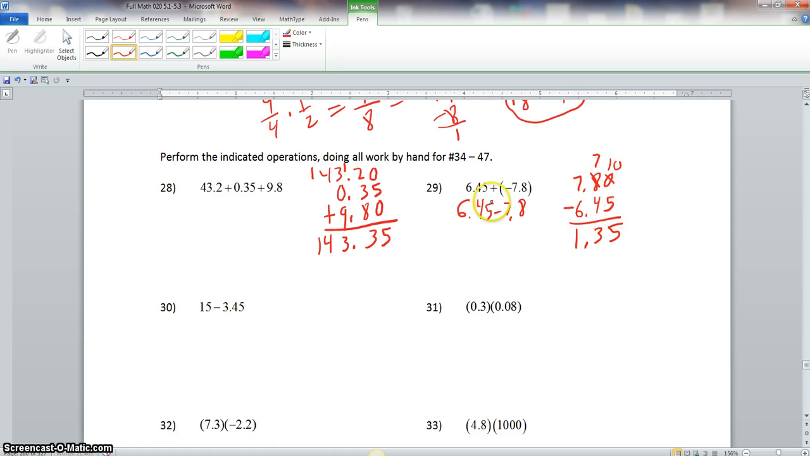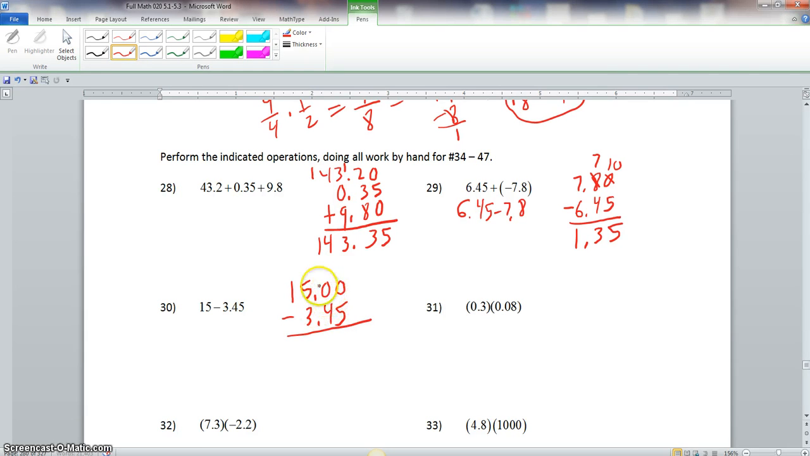We still line this up like we would do the addition problem, the decimals and the place values, and also vertical. We align this up vertically. 15 we know is assumed to have a decimal behind the 5. Then we have 3.45. And subtract. We can add 2 zeros here.